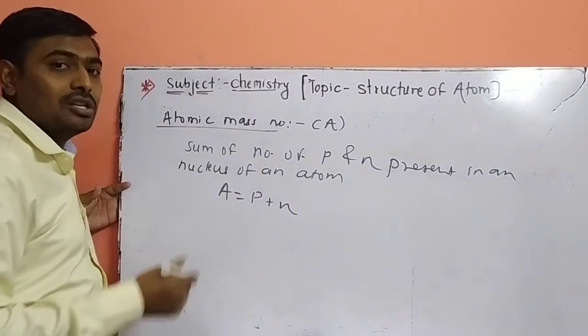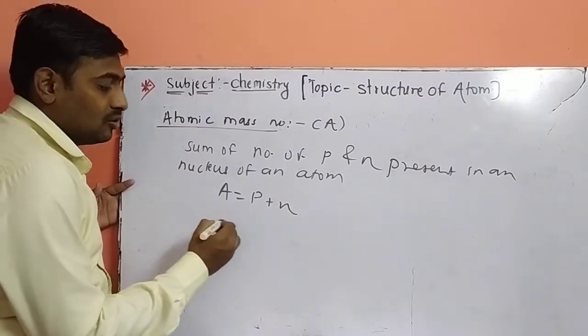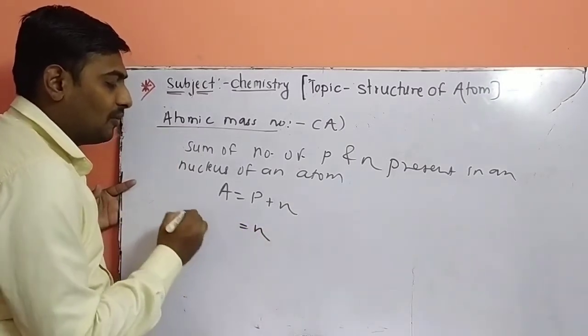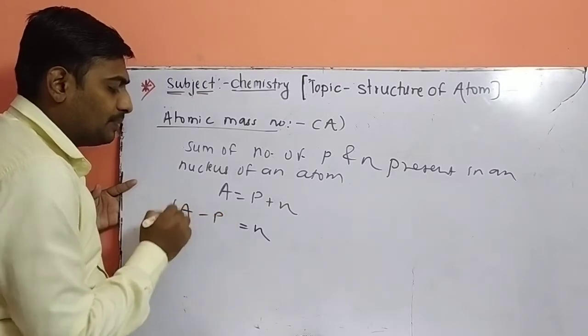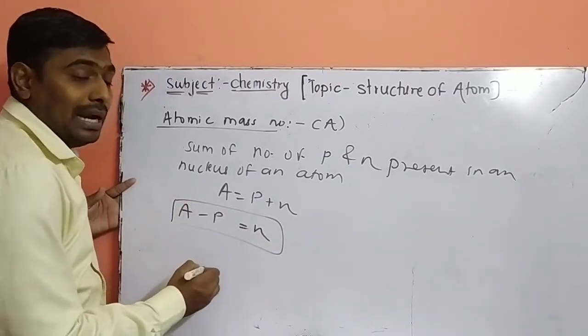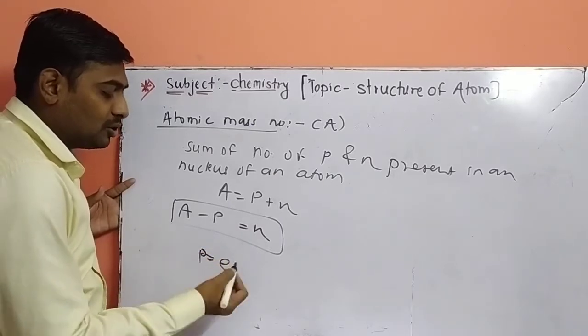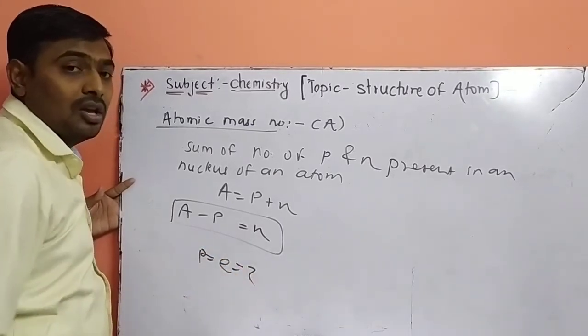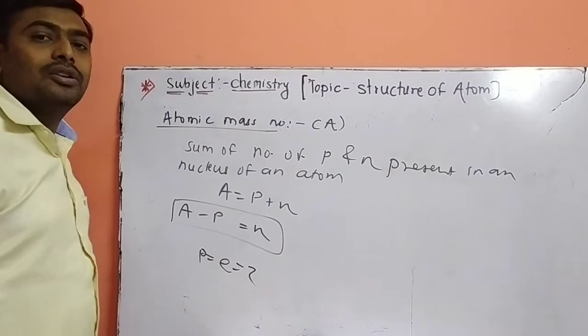At that time you just have to rearrange the formula, so N is equal to A minus P. Sometimes E is given in a neutral atom. At that time P is always equal to E, or equal to Z. So according to the formula you have to calculate.